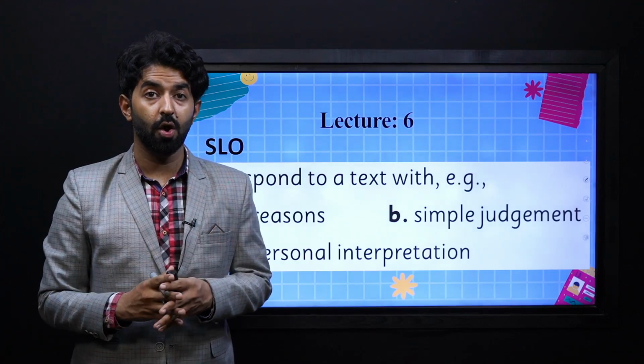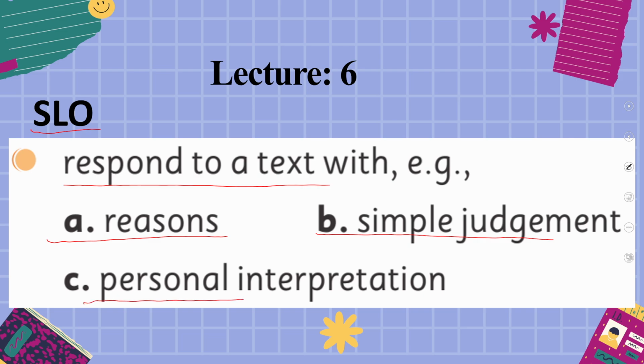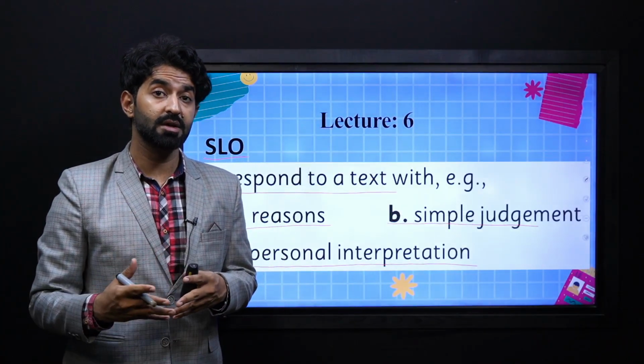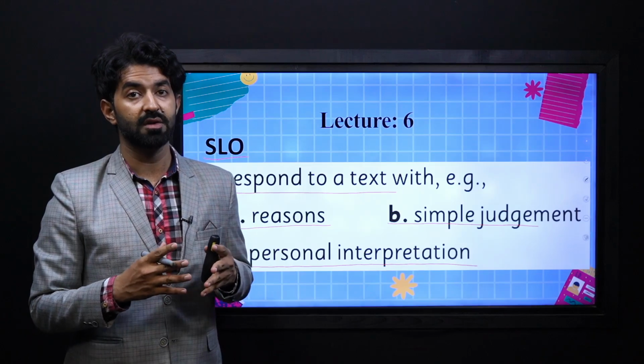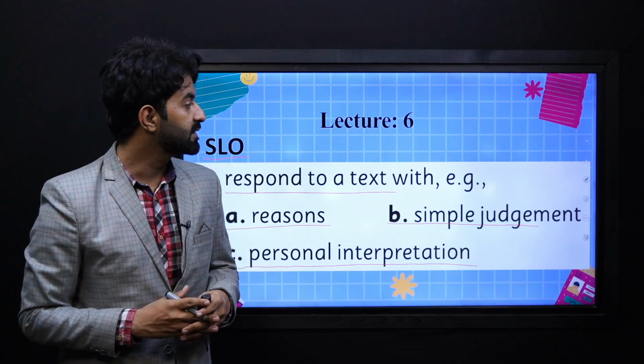Now, moving on to lecture number 6, the SLO that we will cover in this one says respond to a text with, for example, A, reasons, B, simple judgment, and C, personal interpretation. Now, while we are reading and interpreting the text, we will be looking at these 3 things, and we will explore them in our lecture number 6.